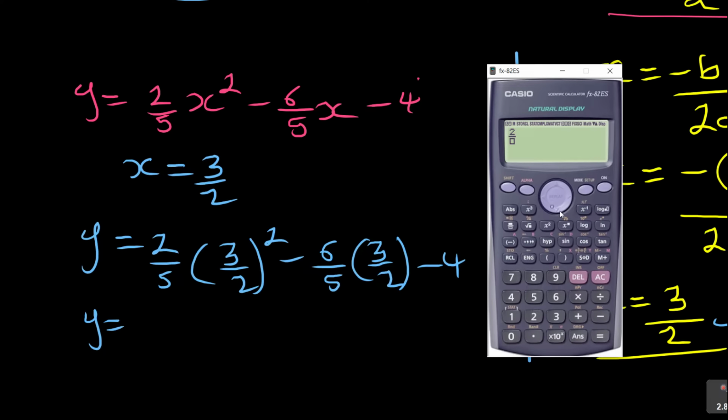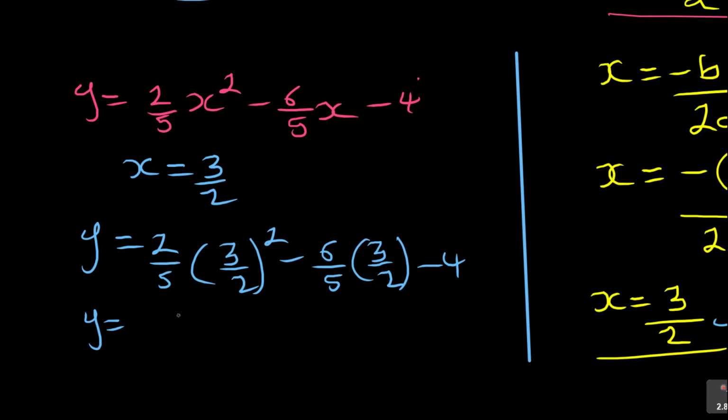So I've got 2 over 5, bracket, 3 over 2 squared minus 6 over 5, bracket 3 over 2 minus 4. I hope this is fine. Minus 49 over 10. If I didn't make an error, you can cross check.